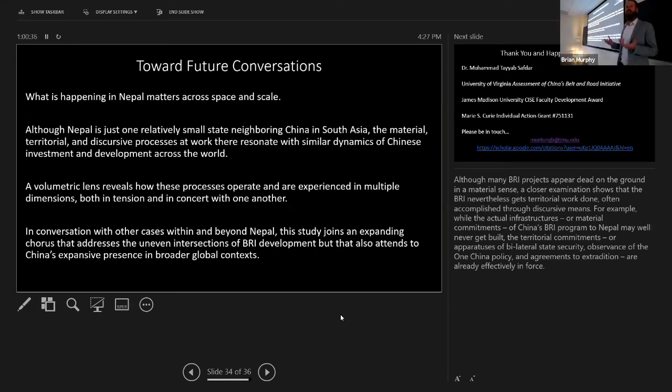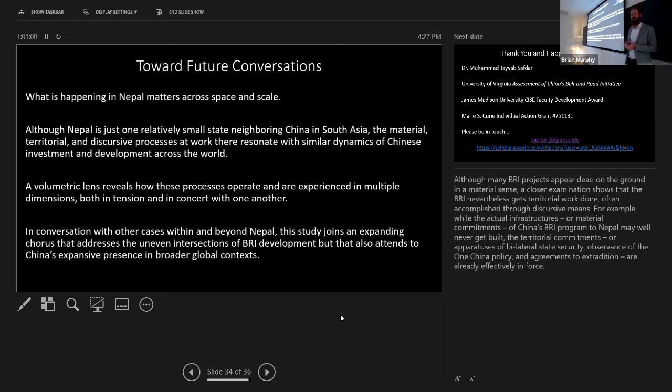So, and lastly, why does this matter? Why look at a small state like Nepal, who very much looks to China as an alternative to longstanding dependencies on India and decades of failed Western development? What's happening in Nepal matters across space and scale.